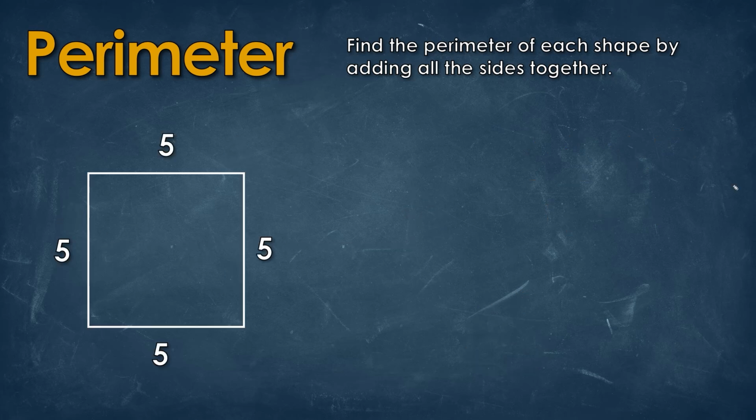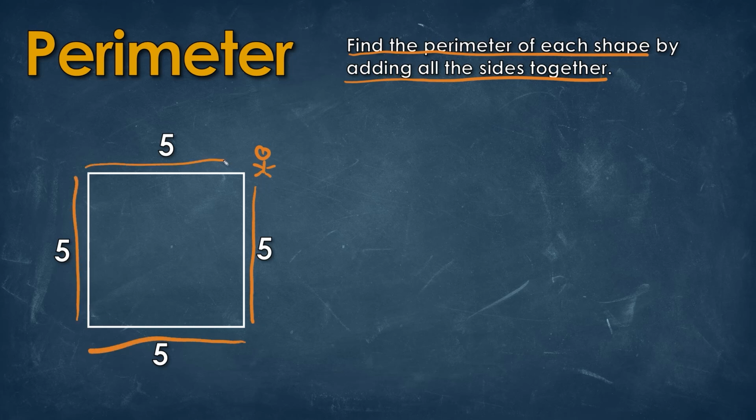So we have a note here at the top. It says find the perimeter of each shape by adding all the sides together. And that's what we're going to do. So we could also think of this as a fence. Say you're right here on this fence, and you want to walk along the full path on each side of this fence to figure out the total distance that you walk. That will be the perimeter of this shape.